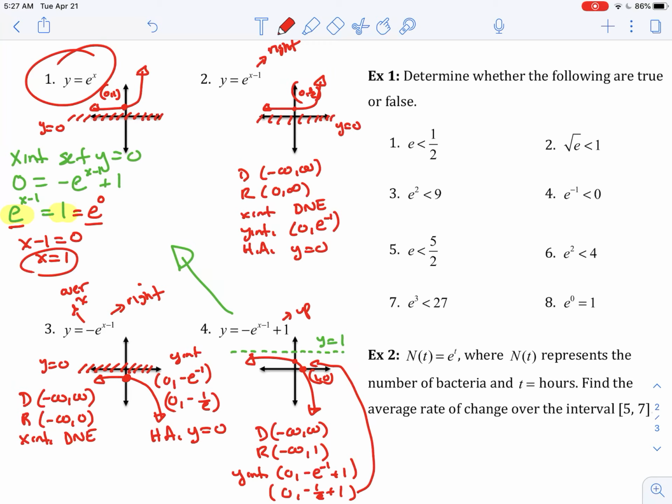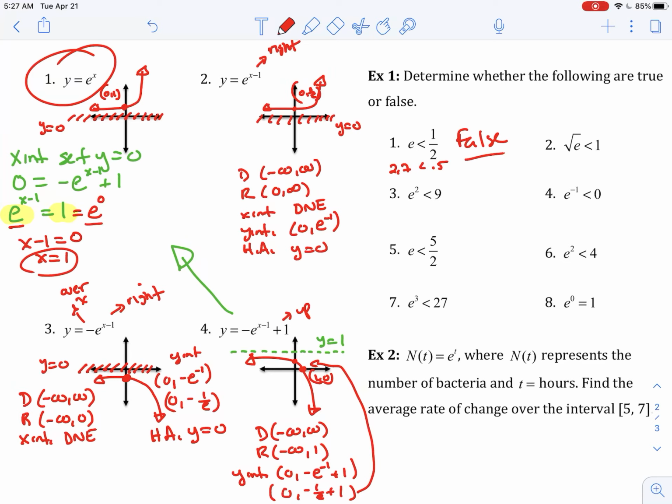Okay, so just to get a little more comfortable with this e number, this constant, this number that's approximately 2.7. True or false here? Is e less than 1/2? So is approximately 2.7 smaller than 0.5? We know that that is definitely false.